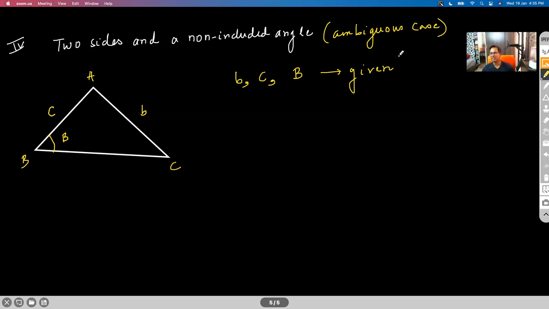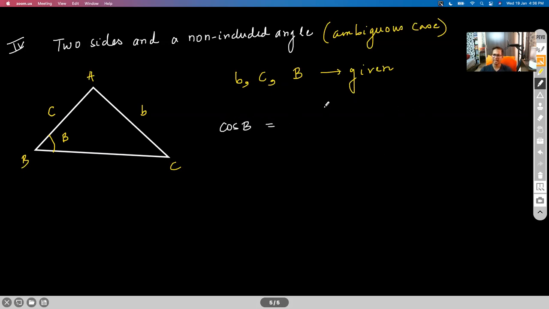Yes, you may have multiple triangles satisfying the condition. So that's what we are trying to figure out. Why do multiple triangles come out and what are the possibilities that can come out? We are going to analyze it in great depth. So let us utilize our cosine law first of all.